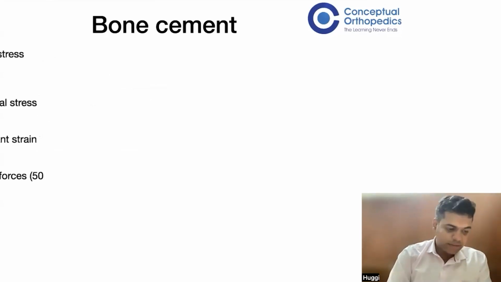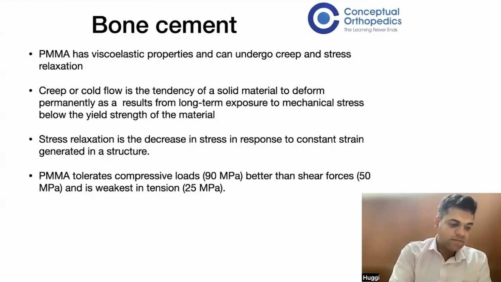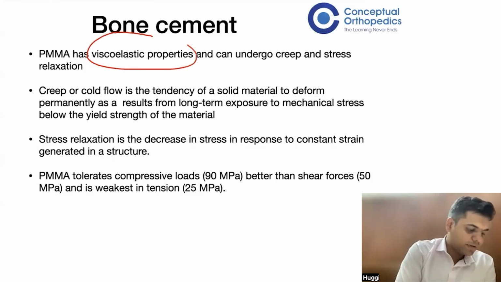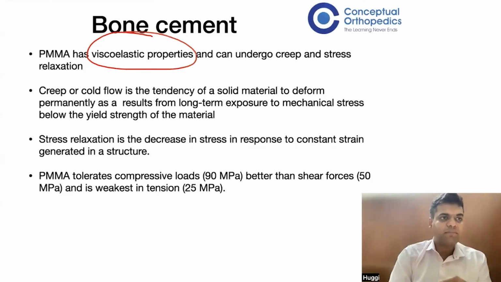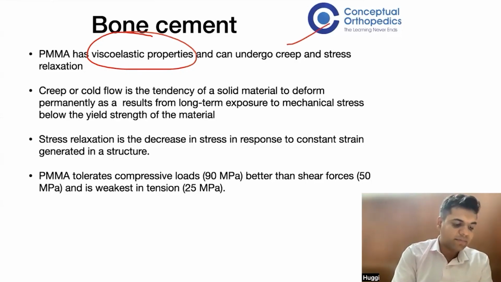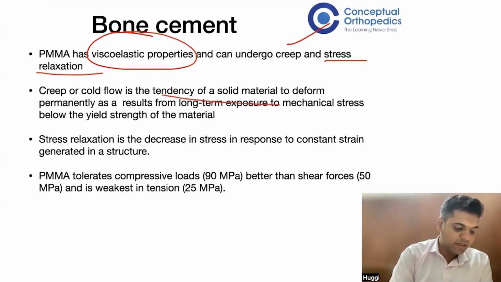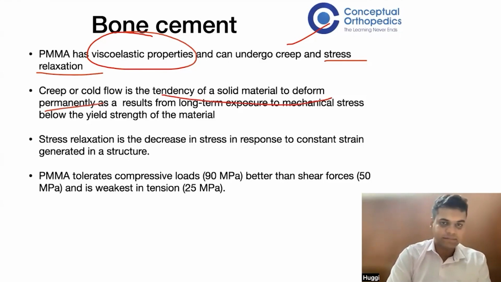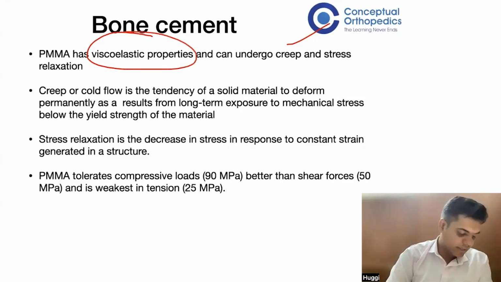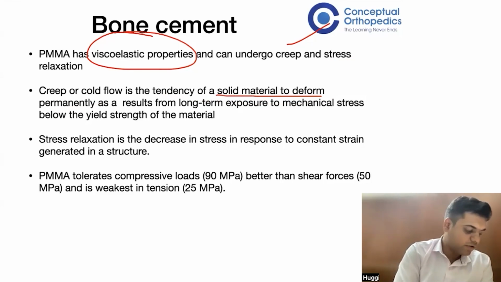So we all know that the bone cement has got a viscoelastic property. What does viscoelastic property mean? That means it can creep and it can have a stress relaxation. Okay, there are two important properties of a bone cement, that is creep and stress relaxation. What does creep mean? Creep means it's a tendency of a solid material to deform permanently.